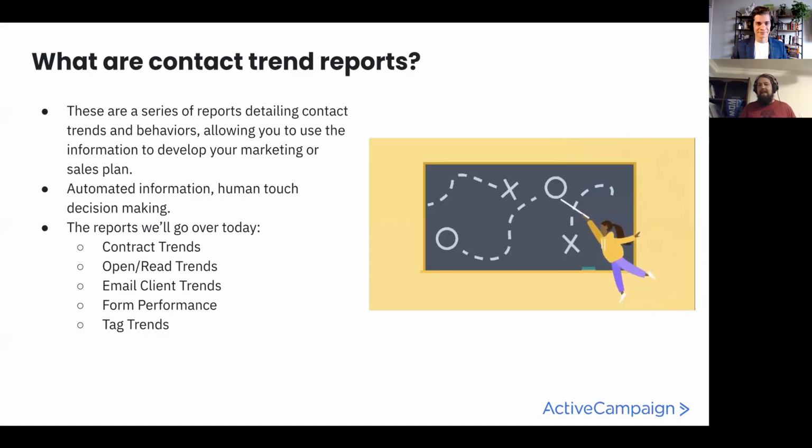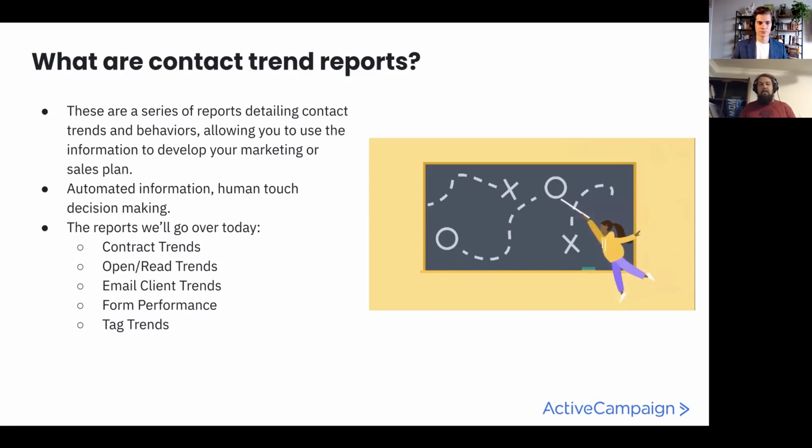That's a great first question, Ernie. There are a series of reports in your ActiveCampaign account in the report section that detail contact trends and behaviors over time, allowing you to use the information to develop your marketing, your sales plan, and your business overall. I really like to think about it this way. What you're going to get in those reports is automated information based on your actual contacts and their actions. And then what you do with it, that's that human touch decision making.